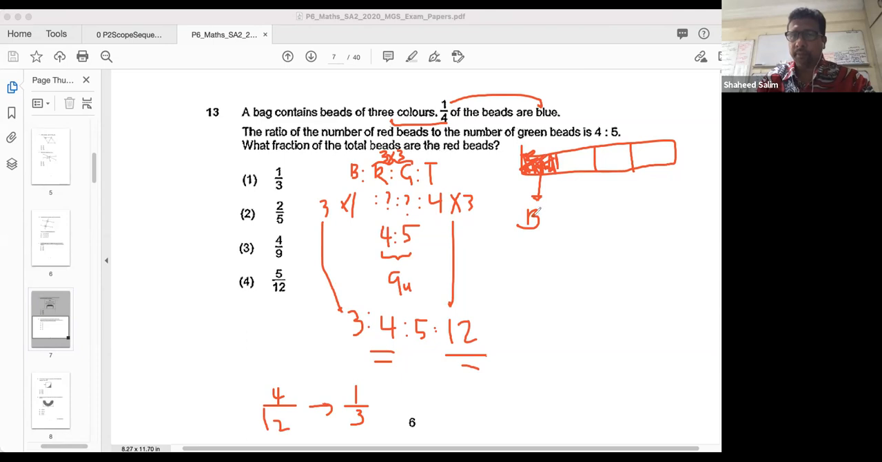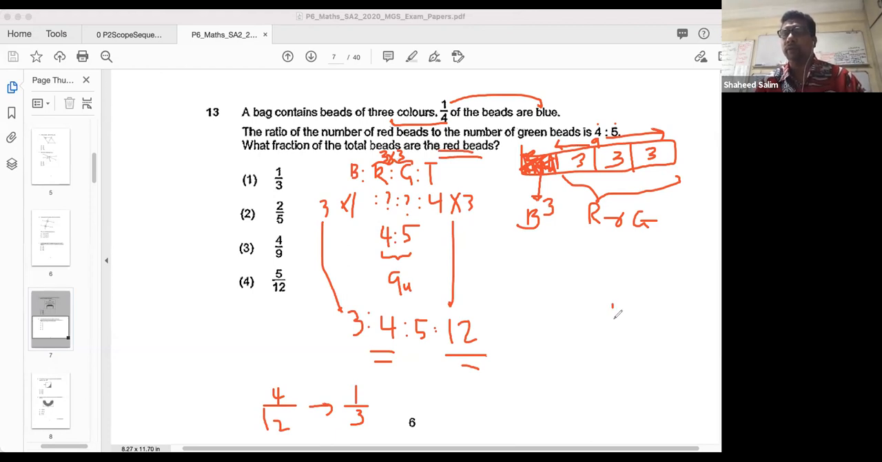So blue is 1 unit. The balance must be the 3 units, right? These 3 units are red and green. How many units altogether? 4 is to 5, you add, it is 9. So from here to here is 9. So how much is 1 unit? 9 divided by 3, I get 3 units. So blue must be 3 units. So do you want to know the rate to the total? Total is 3, 12. Total is 12. Rate is 4. Now you can divide by 4. What do you get? 1 is to 3.